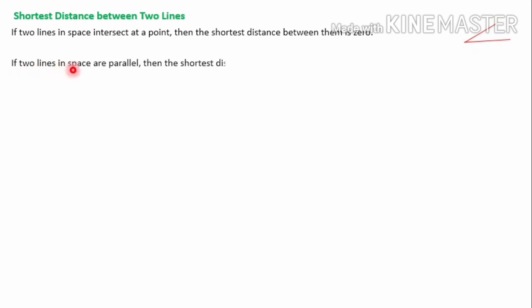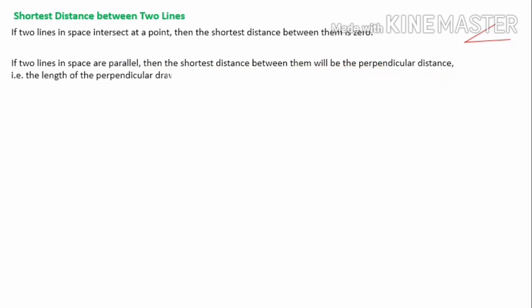Next, if two lines in space are parallel, then the shortest distance between them will be the perpendicular distance. That is, the length of the perpendicular drawn from a point on one line onto the other line. This one we have already learned in smaller classes. When two parallel lines are given to you, the shortest distance between them means the perpendicular distance.